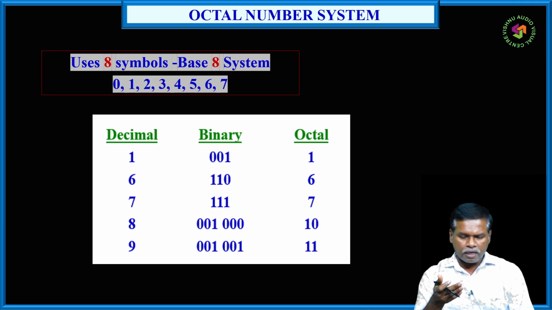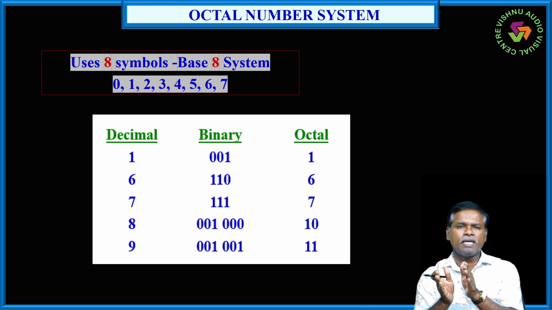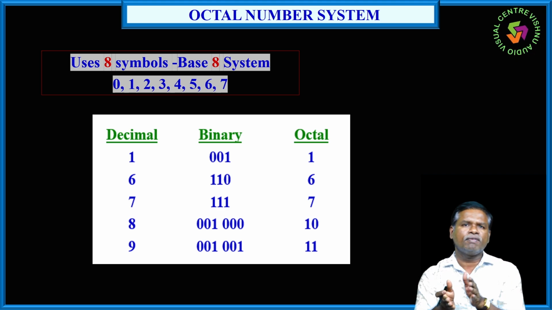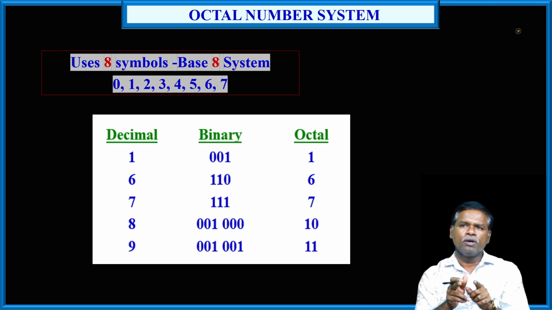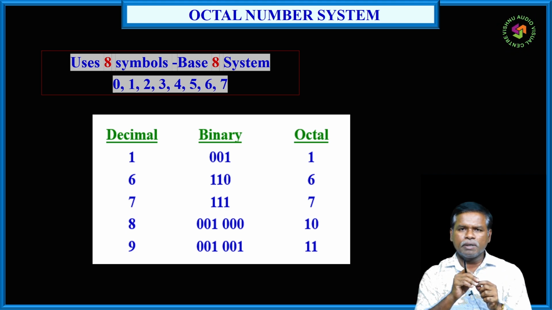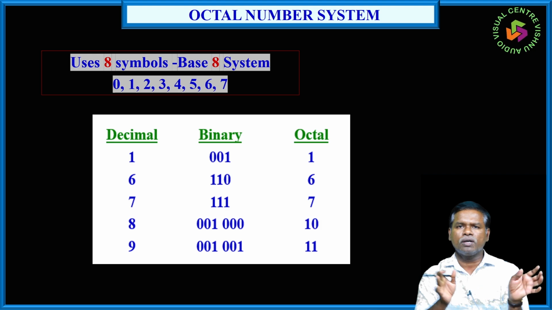As we have seen already, any number system with base n will have n different symbols. The octal number system has base 8, so it will use 8 different symbols. Like the decimal number system with base 10 has 10 different symbols, 0 to 9, whereas the binary number system has base 2 and 2 symbols, 0 and 1. Coming to the octal number system, it has base 8 and uses 8 symbols, which are nothing but 0 to 7, total 8.